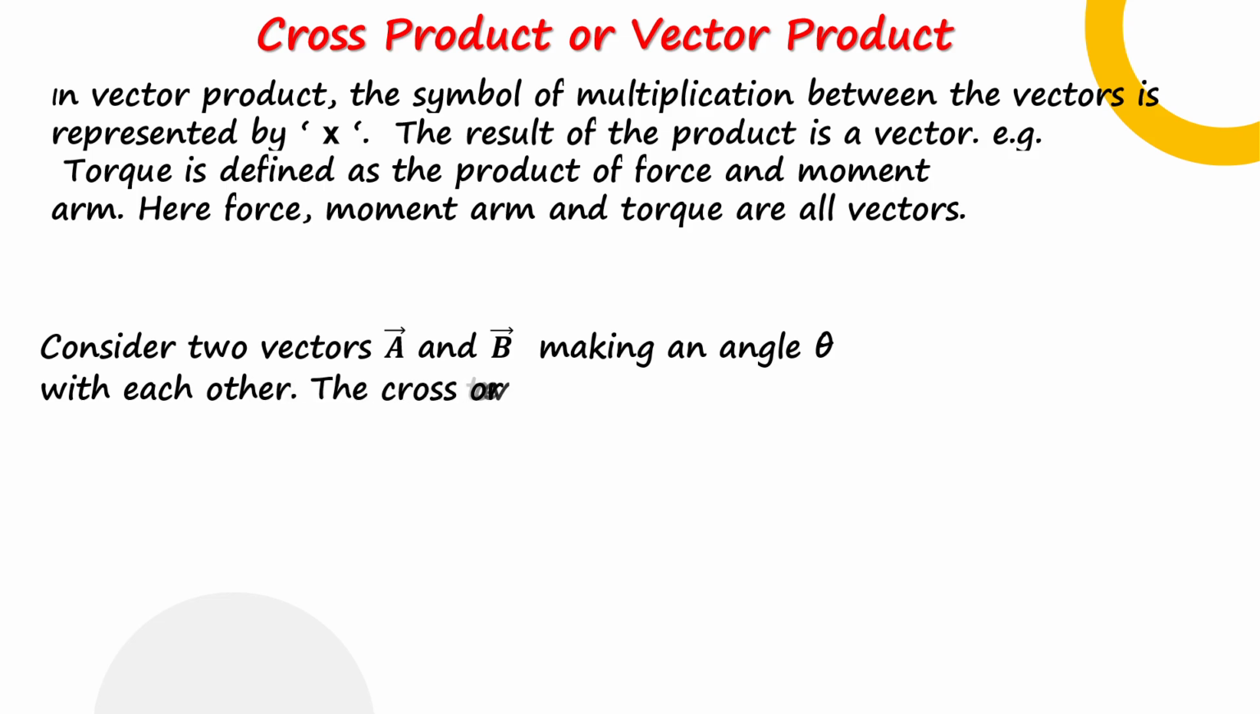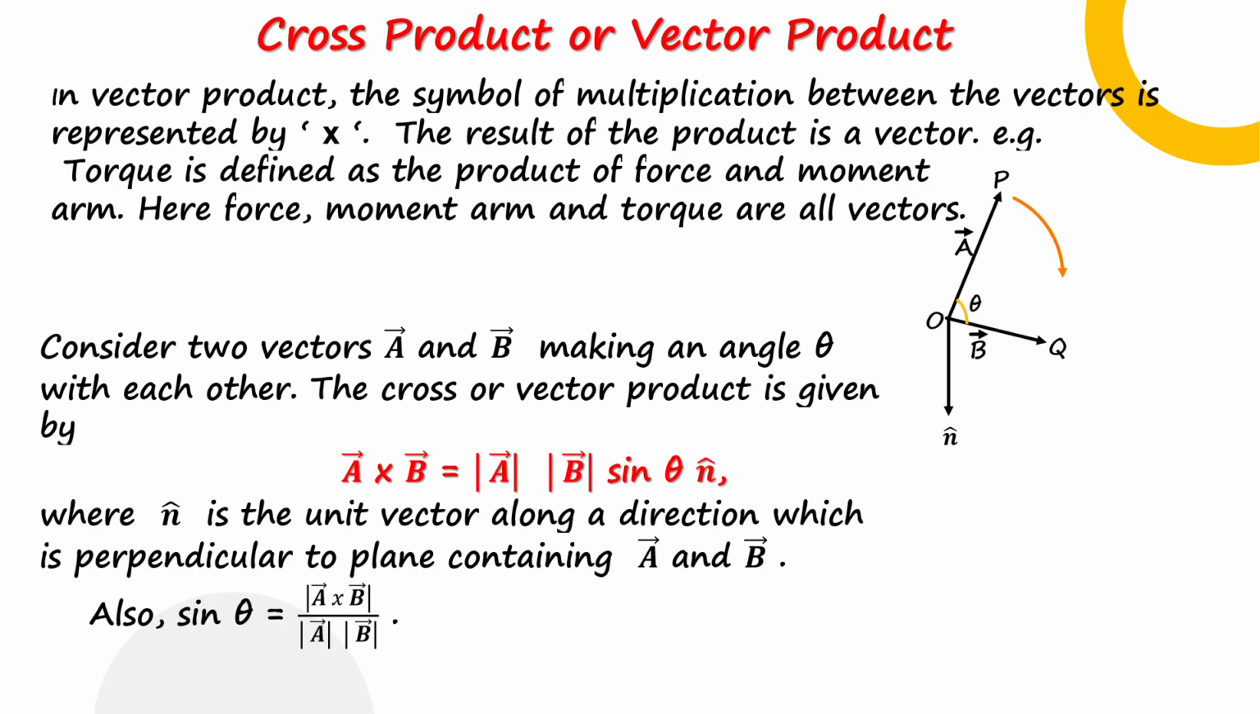The cross product or vector product is given by vector A cross vector B is equal to mod A mod B sin theta n cap, where n cap is the unit vector along a direction which is perpendicular to the plane containing vector A and vector B. Also from this formula, we can find the angle, that is, sin theta equals mod of A cross B divided by mod A and mod of vector B.